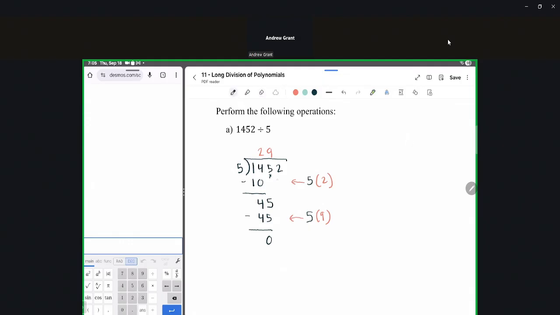Okay, next thing we do is bring down the 2. So you might have also written it like this. I prefer using the little X's just to note that I've used that digit because this is going to get quite messy. And I already have some arrows here for some reason, which you'll see why in a bit. So we write down our 2 below. And the question becomes, how many times does 5 go into 2? Well, 5 doesn't go into 2 even, right? It goes in a total of 0 times.